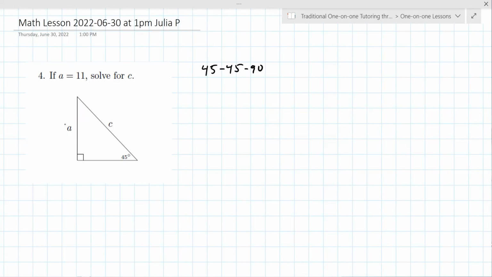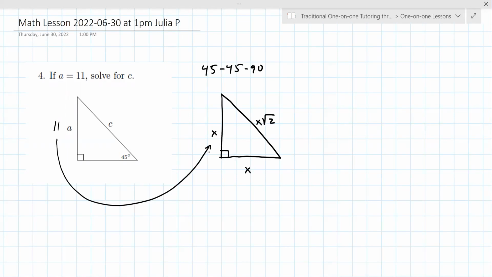So they're giving you A, they're giving you this leg here, and they want you to solve for C. And that reference triangle is just so critical here. X, X, X root 2. They're giving you the value of X. So what would the value of C be?